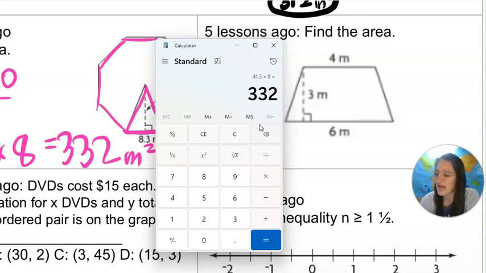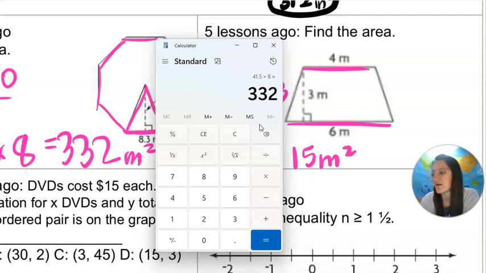So we're going to do the 1/2 base plus base times height. My bases are, remember, the sides that are parallel across from each other. So that'll give me 1/2 of 10 times 3, which is 5 times 3, which is 15 meters squared.